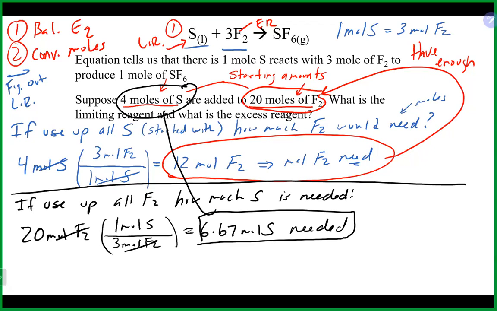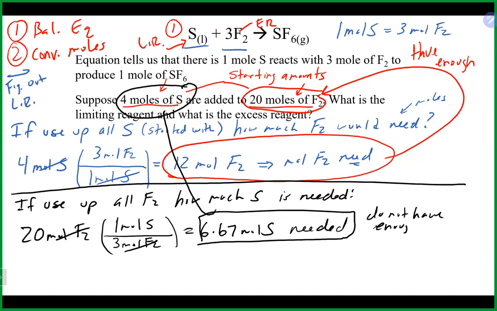So it doesn't matter which one you choose. You don't have to do them both. You could just do one calculation, and it will tell you which one's limiting or which one's the excess. And again, like I said, you don't need to actually do both of them. But in this case, I do not have enough.